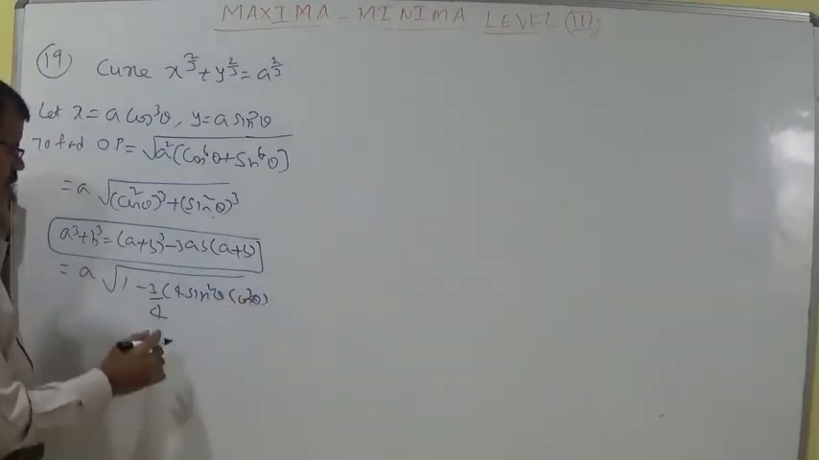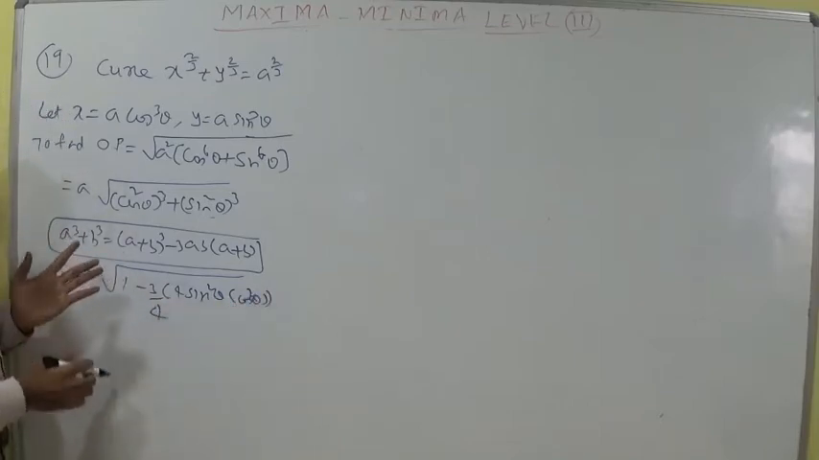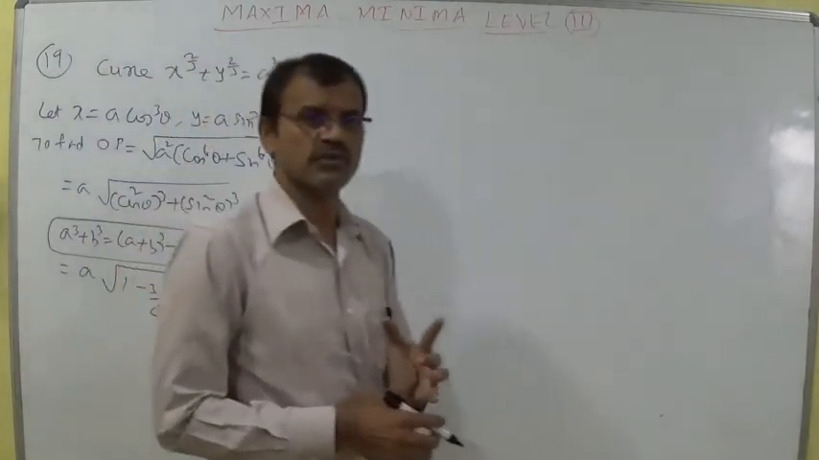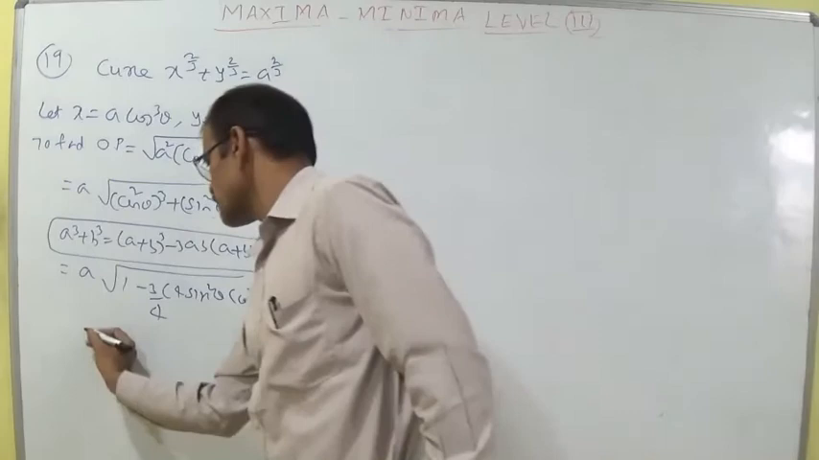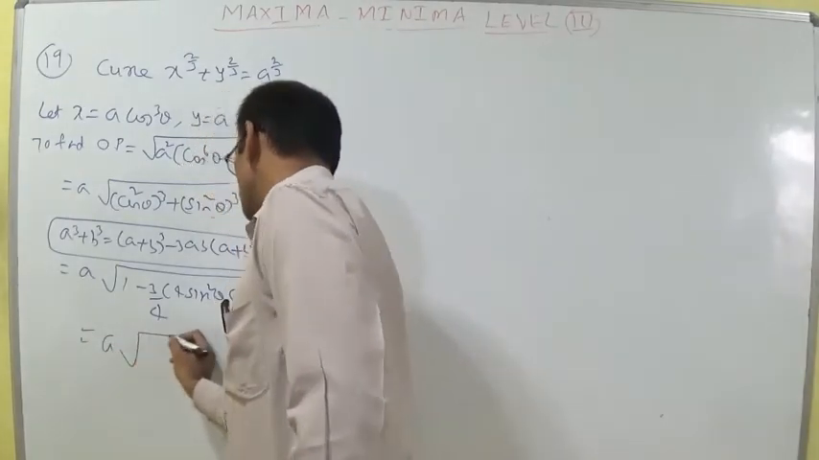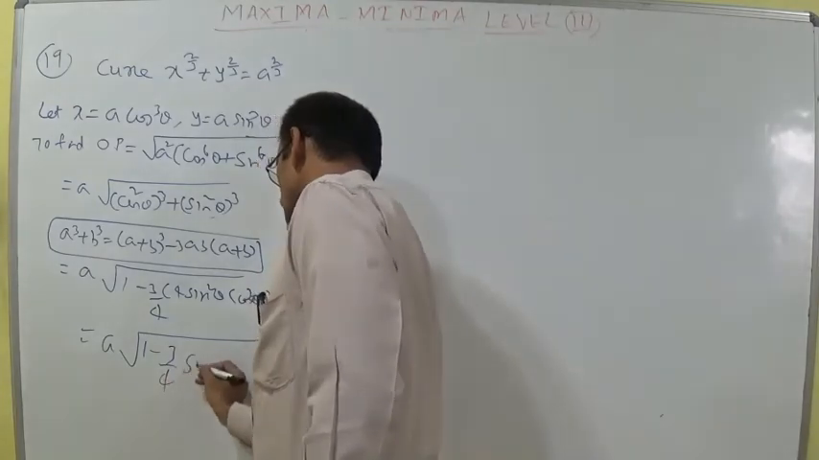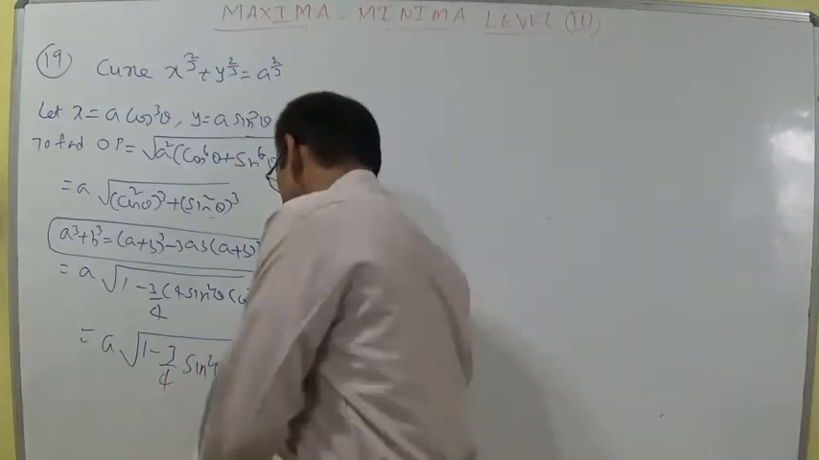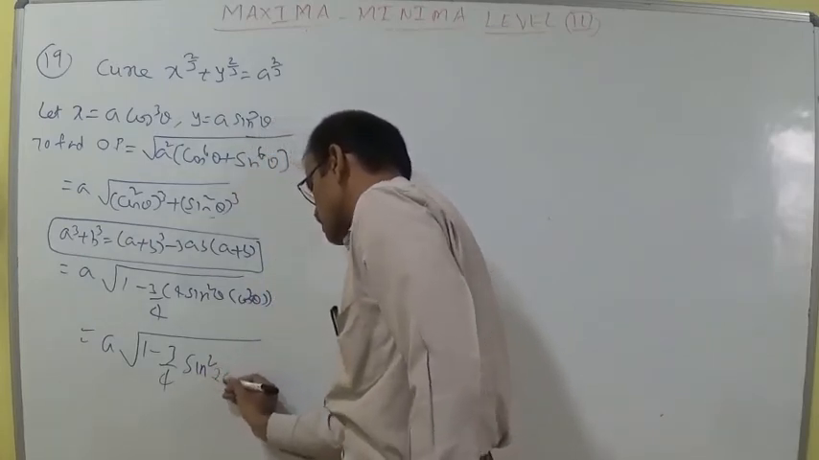Whenever we get the value sin square theta cos square theta, we multiply and divide by 4, because (2 sin theta cos theta) whole square is 4 sin square theta cos square theta, and 2 sin theta cos theta is sin 2 theta. That is equal to a into root of 1 minus 3 by 4 sin square 2 theta, where sin 2 theta is 2 sin theta cos theta.